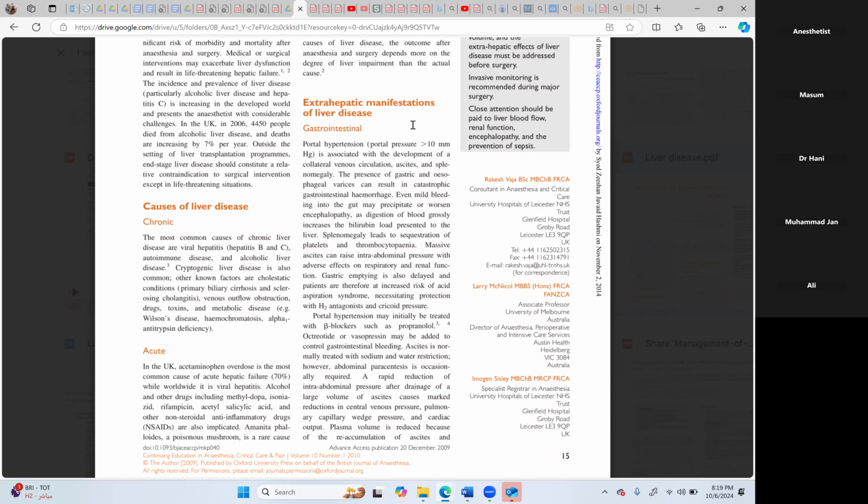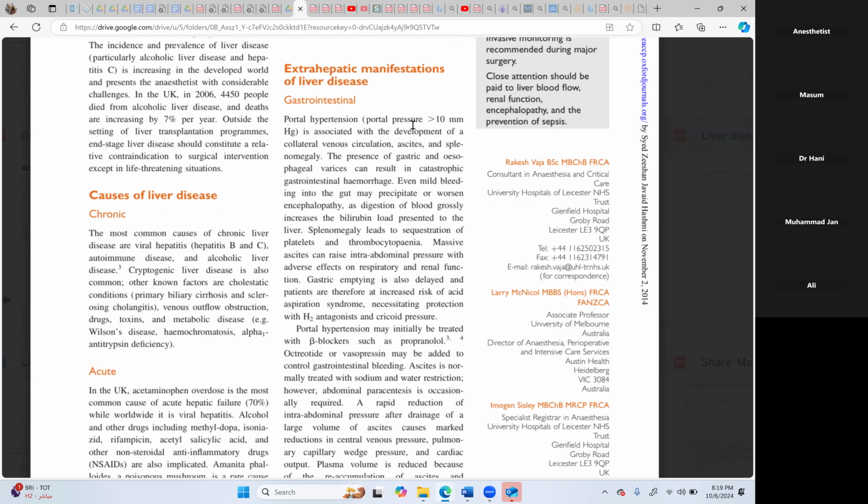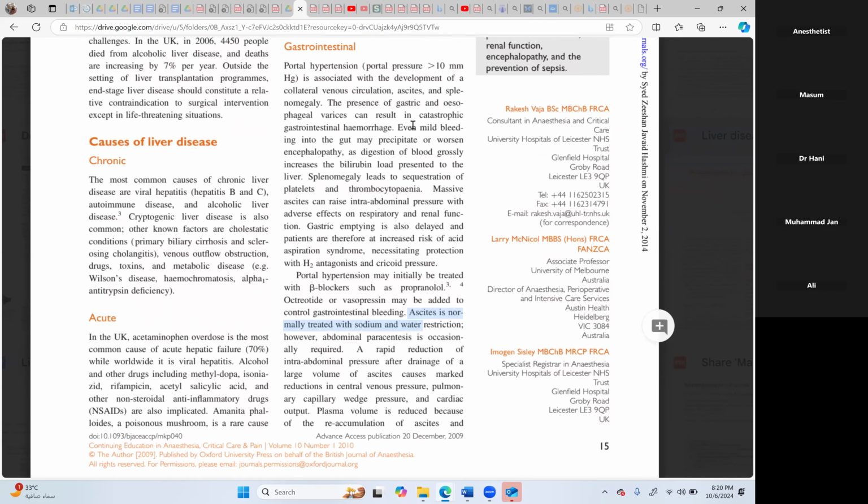It is associated with the development of collateral venous circulation, ascites, and splenomegaly. The presence of gastric and esophageal varices can result in catastrophic GI hemorrhage. Even mild bleeding into the gut may precipitate or worsen encephalopathy, as digestion of blood grossly increases the nitrogen load presented to the liver. Splenomegaly leads to sequestration of platelets and thrombocytopenia. Massive ascites can raise intra-abdominal pressure, which affects respiratory and renal function. Gastric emptying is also delayed, so there is a risk of aspiration, and H2 receptor antagonists are used.